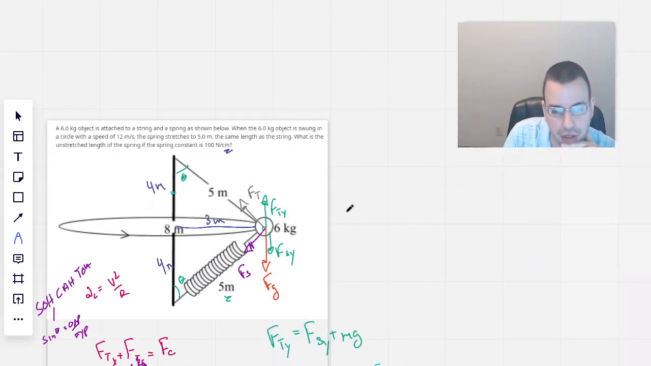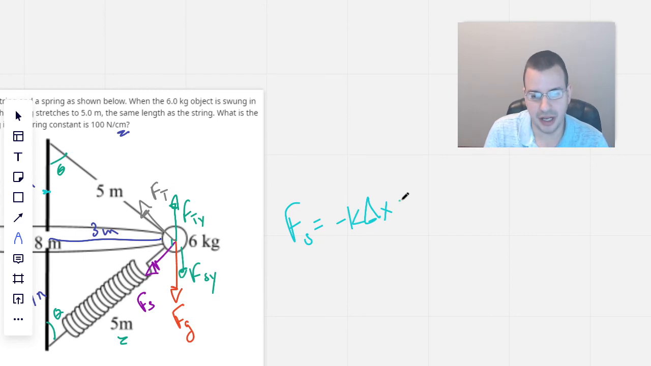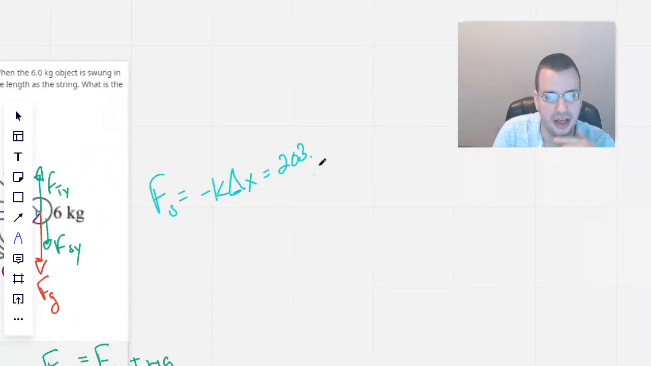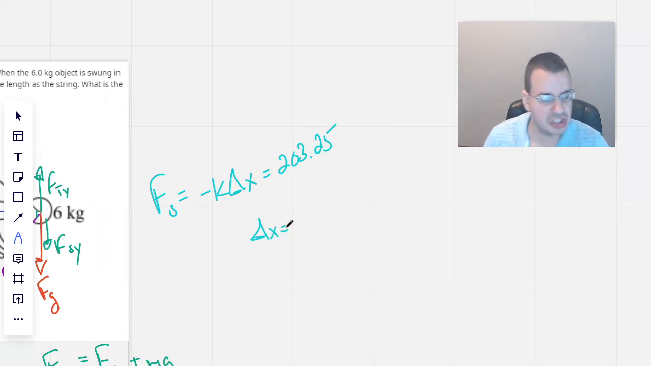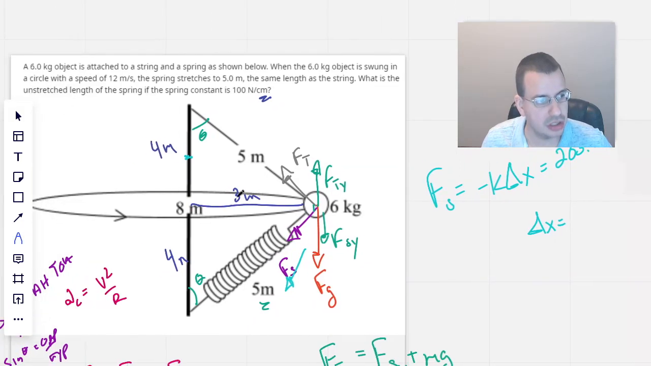So now we know that force due to spring is negative K delta X. I'm not going to worry too much about the negative because that's just telling us direction. So we have 203.25. Delta X is going to be the change in the spring. So the spring is pulling this way. So naturally the spring is shorter than what it actually is, shorter than 5 meters. So we're going to do 5 meters minus this delta X. That'll give us the unstretched length of the spring.